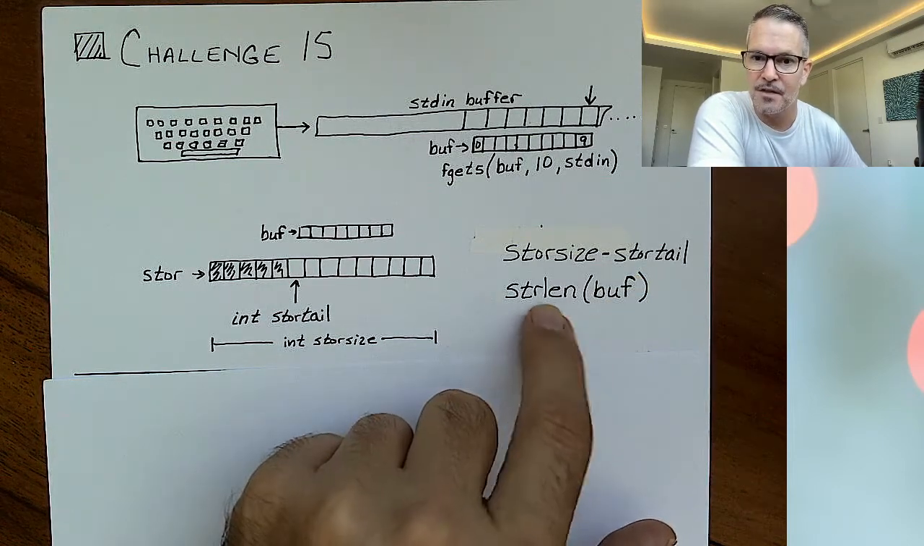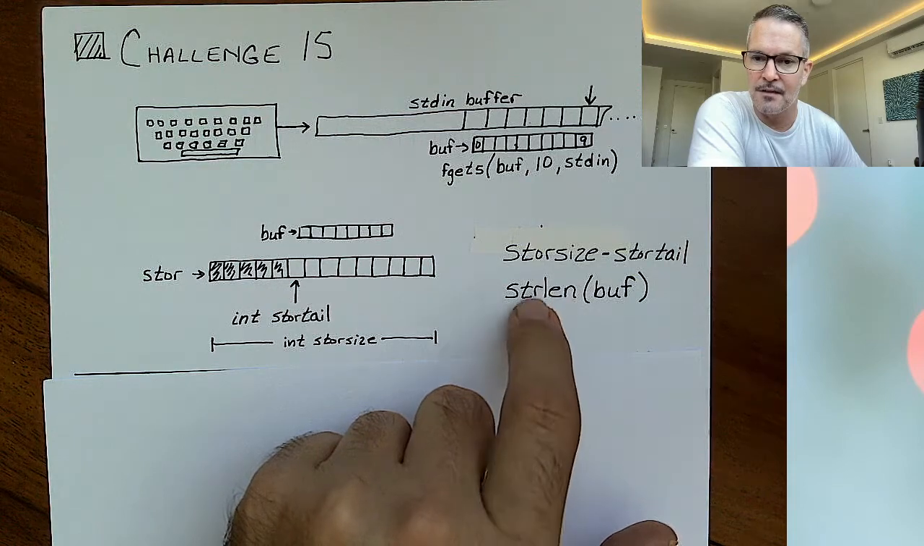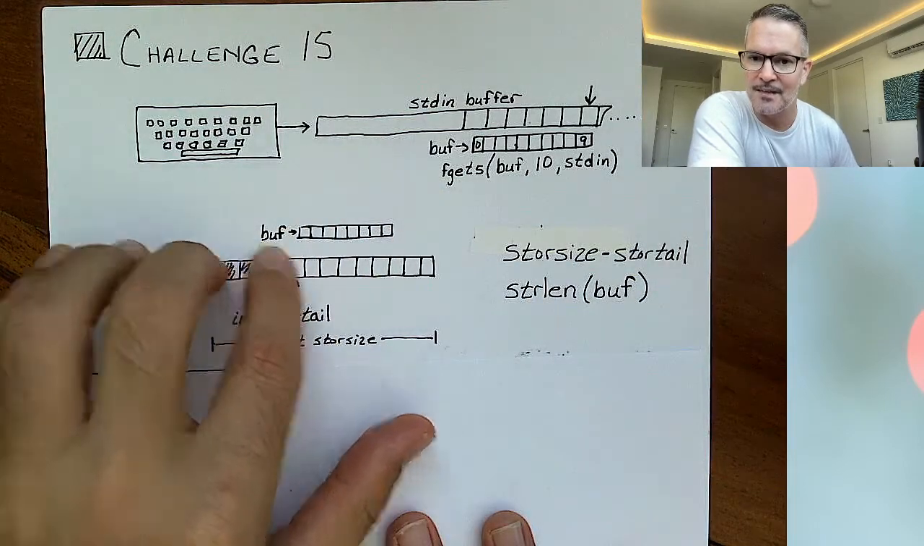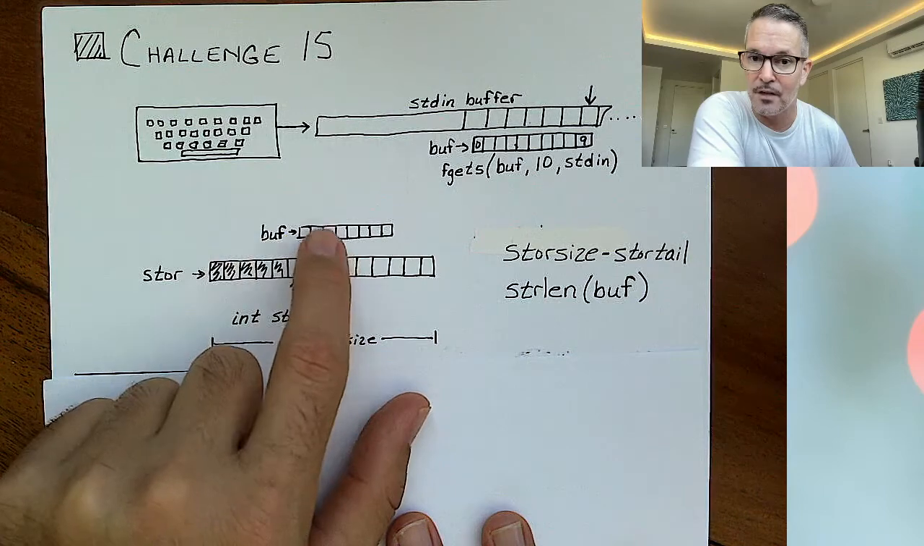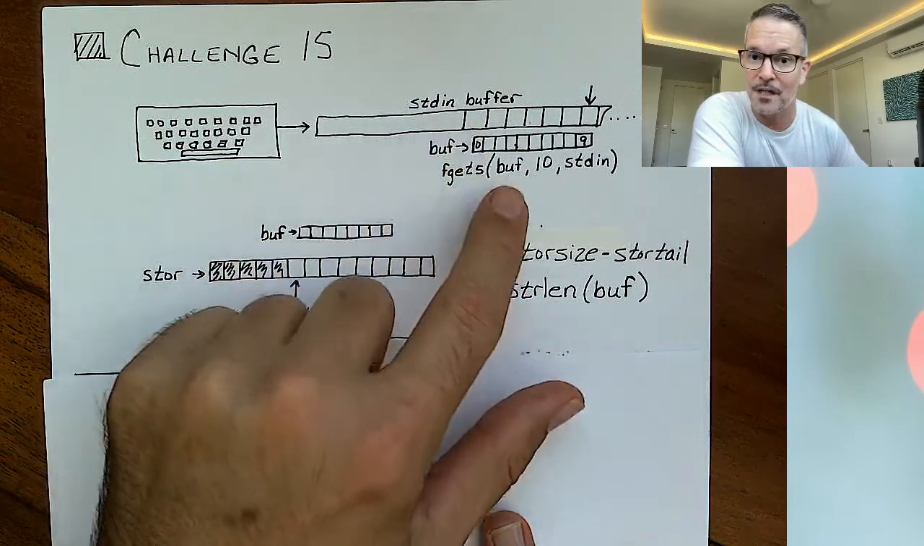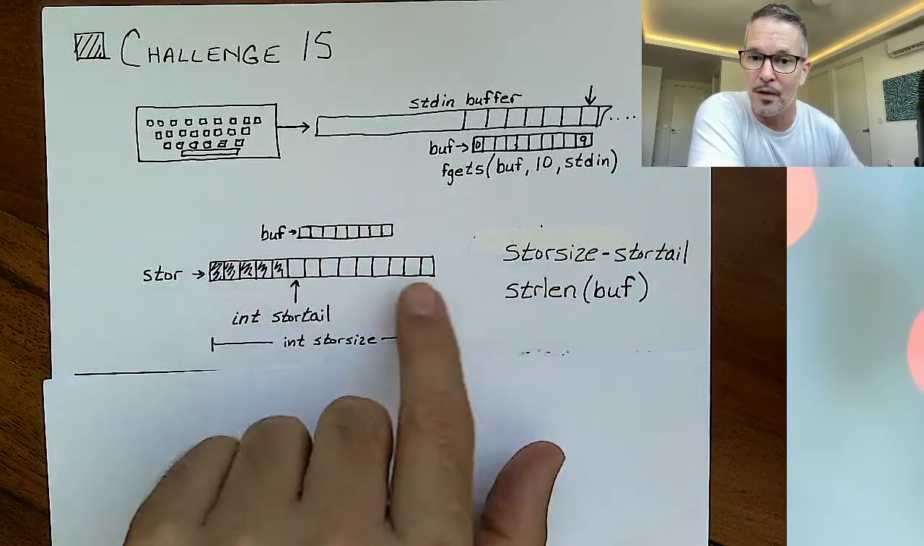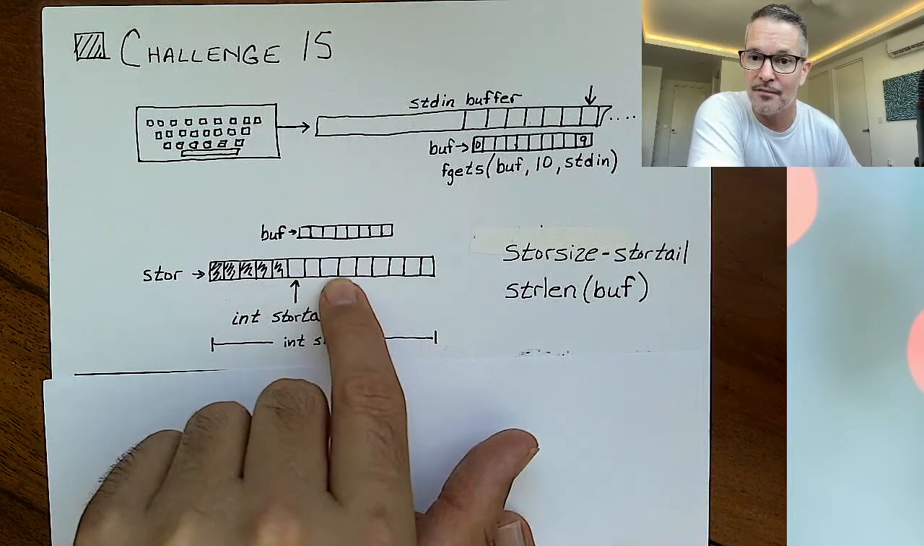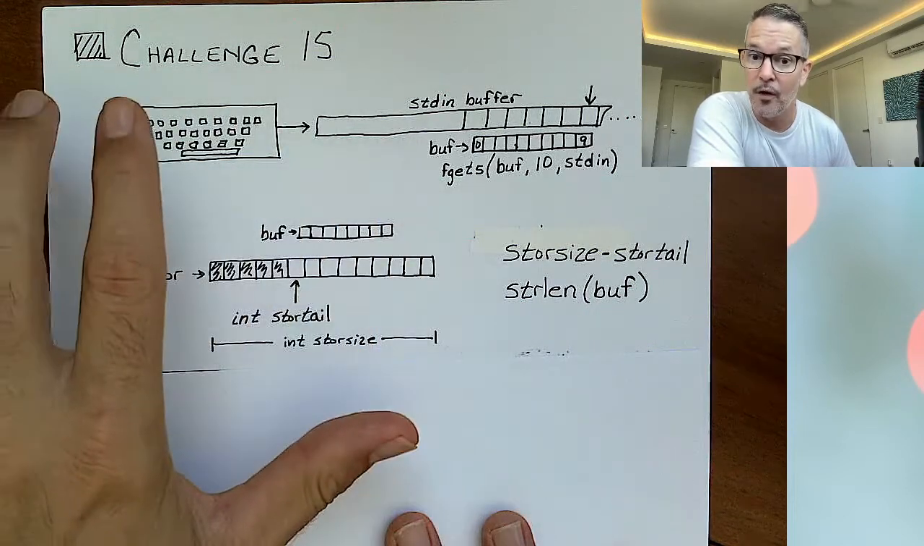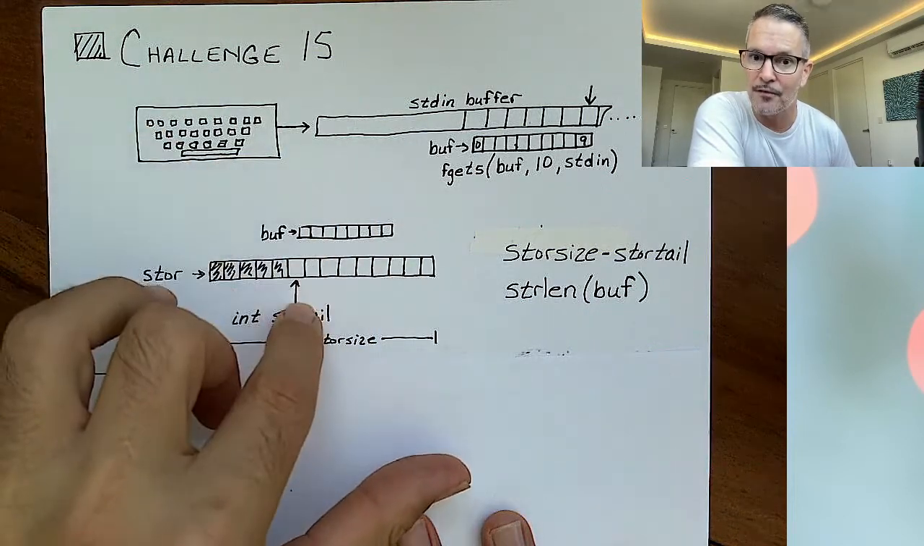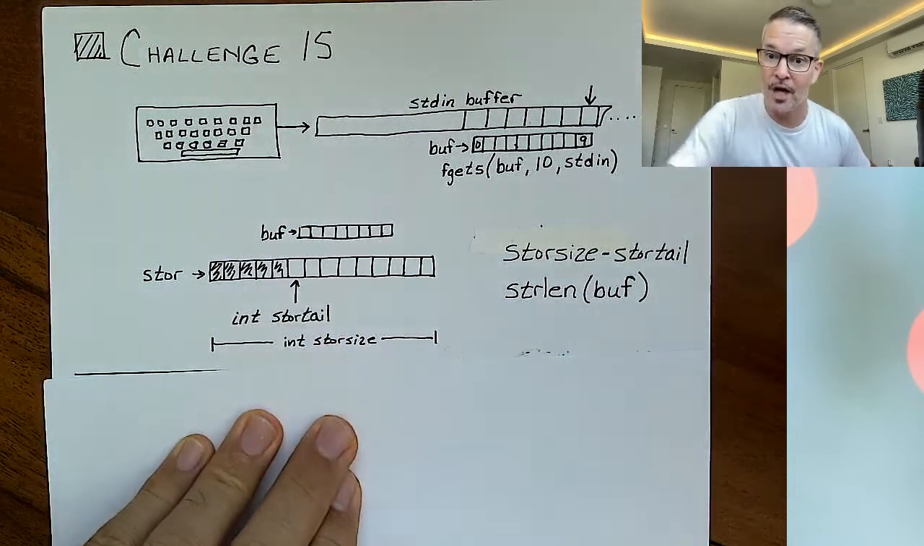This is also the same thing as, if I take the string length of my buffer, depending on how much I've read in from the standard in, and I compare it with the amount of size that I have left, that will tell me whether or not I can fit my buffer into the storage area or not.